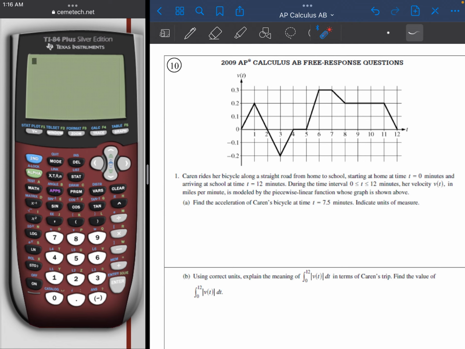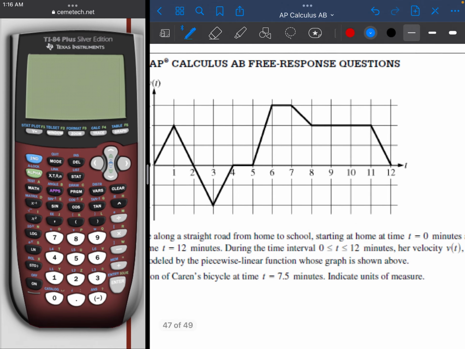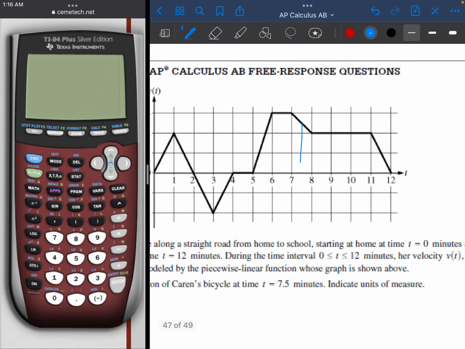All right, interesting question. We're given a graph of velocity, and it's asking for acceleration. We all know that the acceleration is the derivative of velocity, and since we're given a graph of velocity, the derivative on any graph is the slope. So it's really asking, what is the slope at 7.5 on this graph? And again, that's going to happen right around here. So let me go ahead and draw an exact line of what that looks like. So at this spot, 7.5, what is the slope of that line?